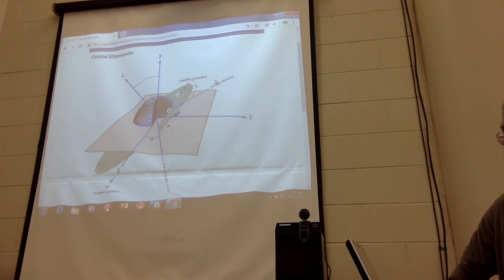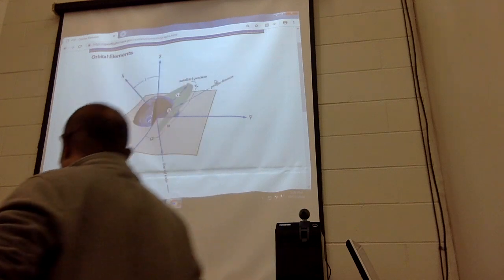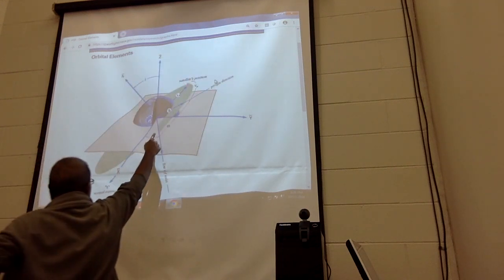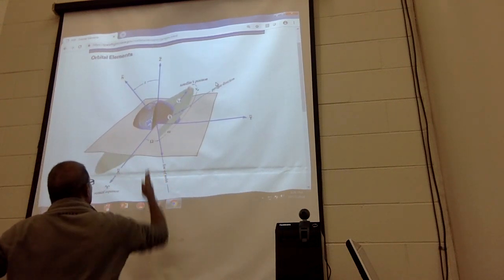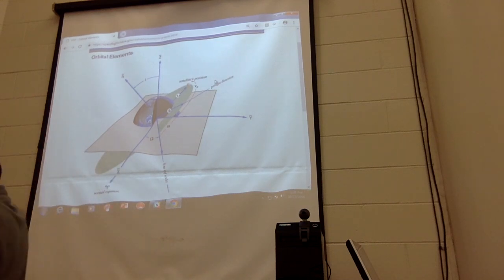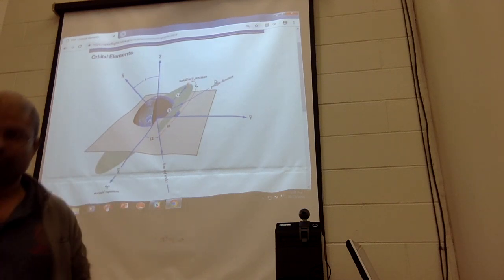Where is it? Can you see the line where those two intersect? Isn't the line right there? The line of nodes. You see, this plane, this line is where they intersect, through and through. You get it? That's the line of nodes.